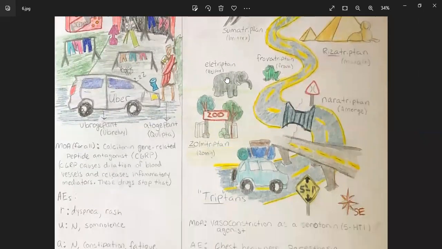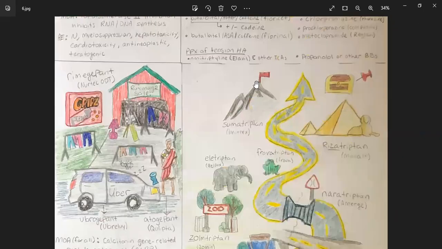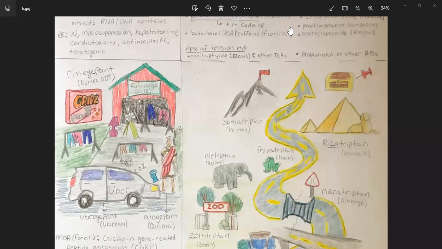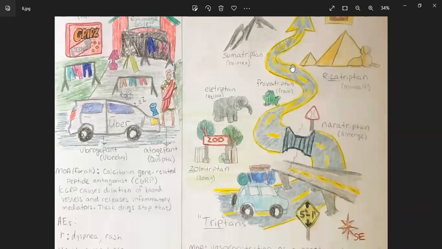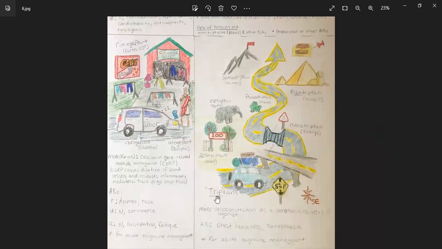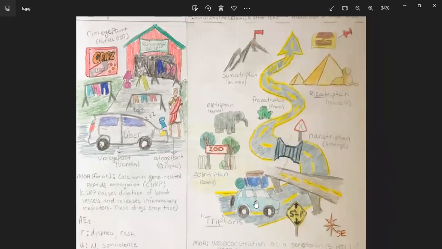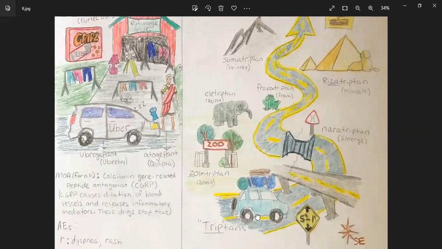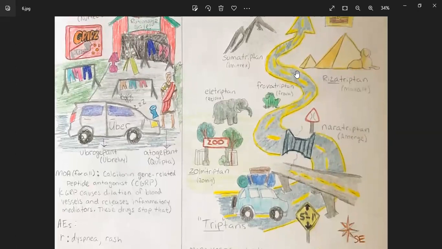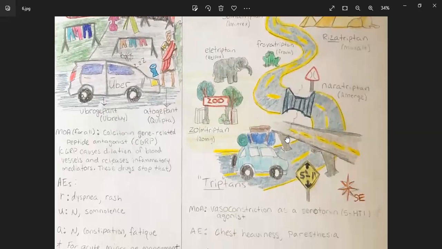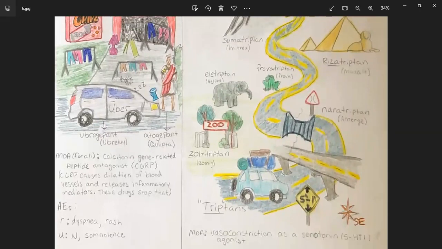So getting back to our other pictures here, I'm going to start with this picture on the right. So these are our triptans, and these are going to be used for migraine acute treatment. So in this picture, this car is going on a trip down. And along the way, it's going to encounter a lot of stuff, which is going to help us remember all the drugs in this category. So the MOA is vasoconstriction of a serotonin, so 5-HT1 agonist.